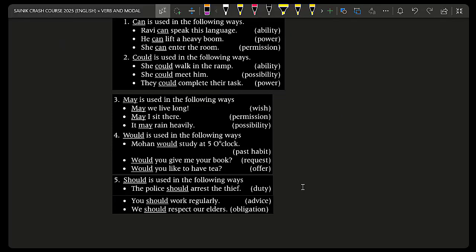What's the duty of police? Should arrest the thief. Advice: You should work regularly. If you do this, you get better results. You are giving advice. Obligation means compulsion. You should do it compulsorily. We should respect our elders. That is an obligation. So for obligation also we use should.